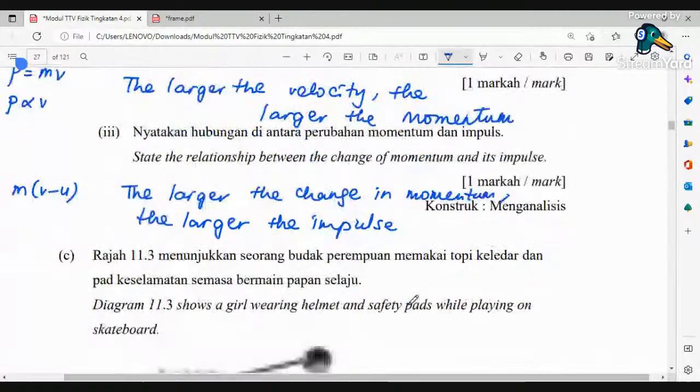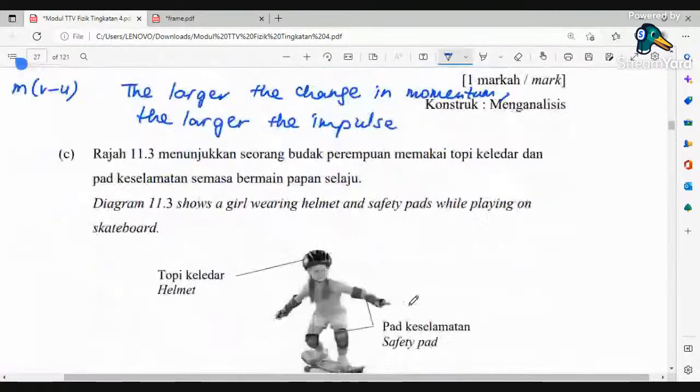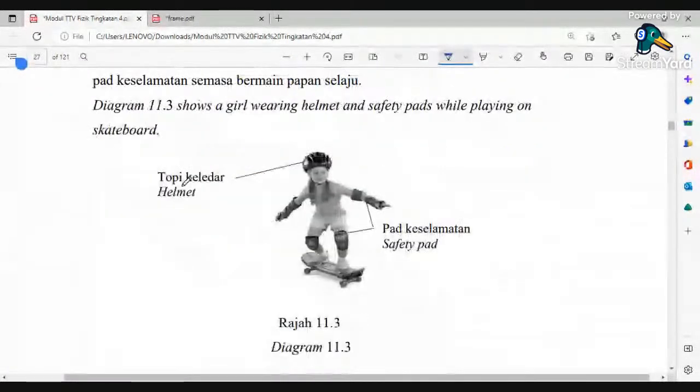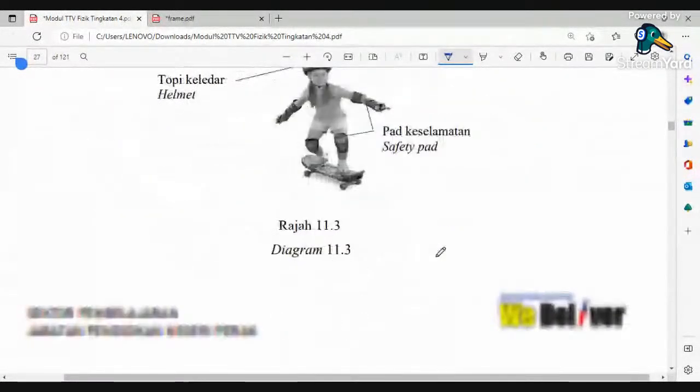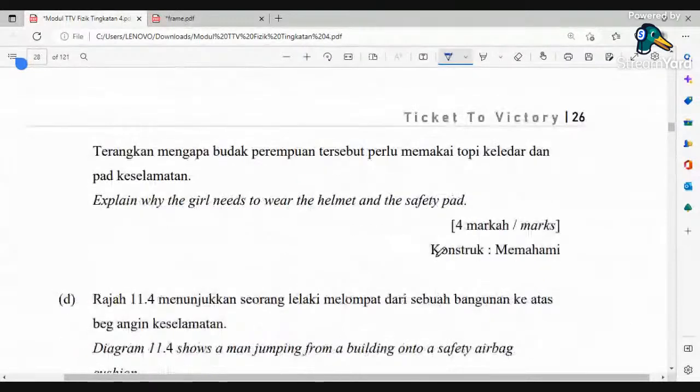Okay, part C, diagram 1.3 shows girl wearing helmet and safety pad. Nampak dia ada topi, ada pad, safety pad. Okay, explain why the girl needs to wear helmet and safety pad. 4 markah. Jadi kena explain, satu ialah helmet, satu ialah safety pad.